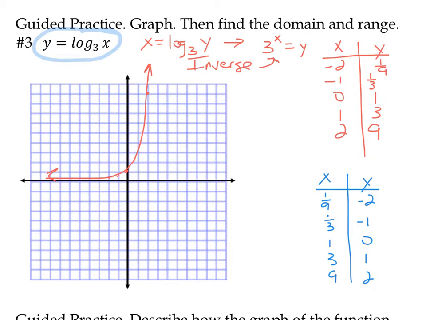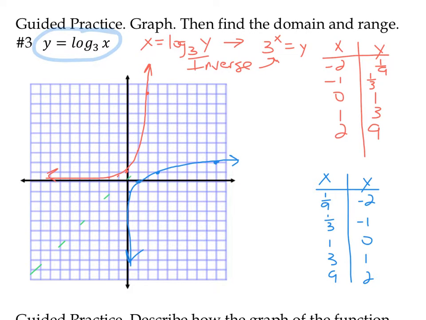So let's graph those points. I'll start from the bottom up. 9, 2. So we'll go over to 9 and up to 2 right there. 3, 1 right there. 1, 0. 1/3, -1 right around there. And then 1/9, -2. Again, really close to 0. And so we're going to get a graph that looks like this. It's still a curve, and it's going to be a reflection across this line.